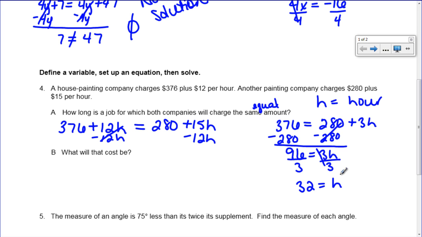Now, what will the cost be in 32 hours? You have a choice. You can plug it into Company 1 or Company 2. It doesn't matter because at 32 hours they're equal. So I'm just going to plug that in. 280, I'm going to use the second one, plus 15 times 32. And I will just type that in my calculator just like I wrote it. And I will find out that that equals $760. So at 32 hours, they both charge $760, and that's where they are the same.